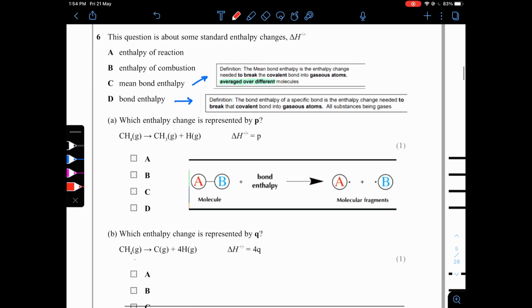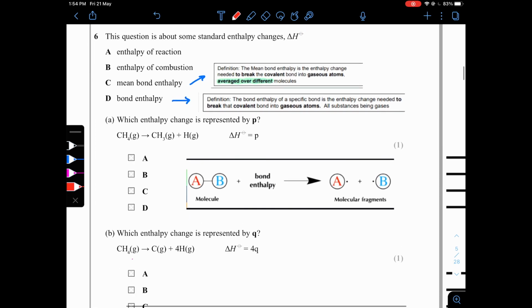Okay, question number six. So this question is about some enthalpy changes. So we have the enthalpy of reaction, which is the enthalpy of the reaction on its own. We have the enthalpy of combustion, where we have a compound that combusts in excess oxygen, so it fully combusts. That is the enthalpy of combustion. And we have mean bond enthalpy, where I've given a little definition here, where mean bond enthalpy is to do with the average energy required to break the covalent bond into gaseous atoms, and these are recorded through various molecules.